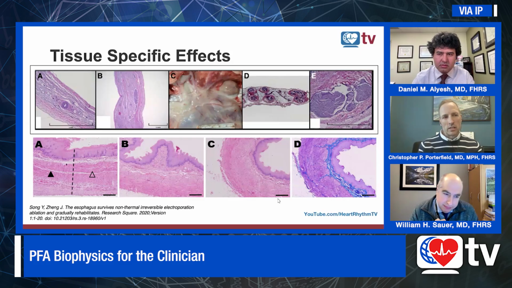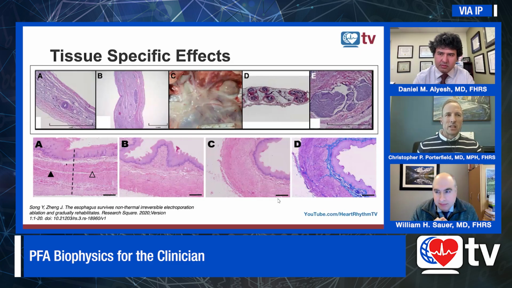The esophagus, or let's go back to ganglionic plexus. The ganglionic plexi are different. They don't have the same structure as the phrenic nerve. The nerve cell bodies in the autonomic ganglia don't have myelin, so they're not protected, and they're actually very sensitive to PFA, or energy. So that's a good thing for us. That's what we want. We want those nerves to be very easily susceptible to injury, where the phrenic nerve is spared.